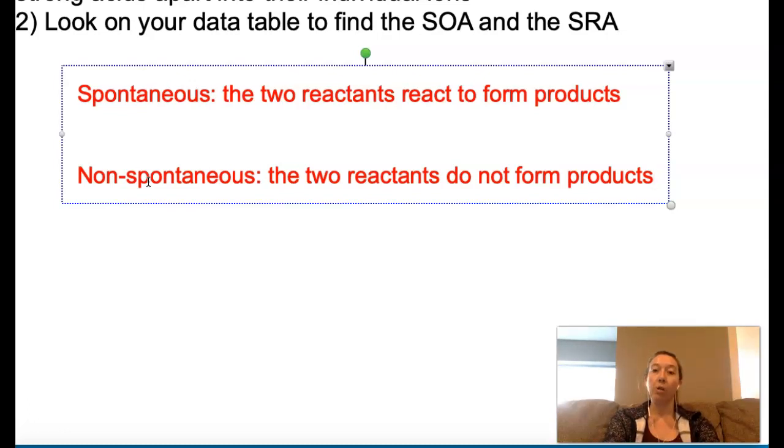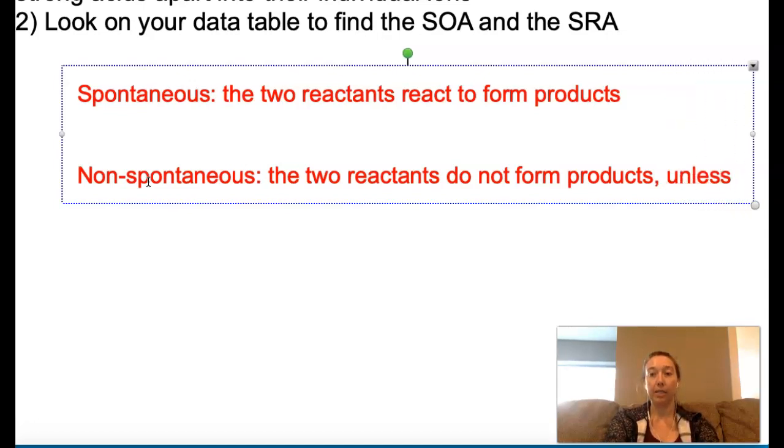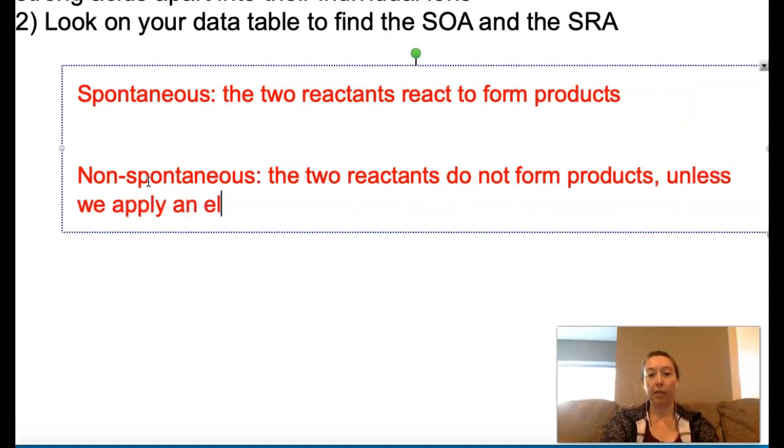So in the case of non-spontaneous, they are not going to form products unless we apply an electric current. Okay, and that's because an electric current has electrons, and we can force those electrons to move in a direction that wouldn't be spontaneous.